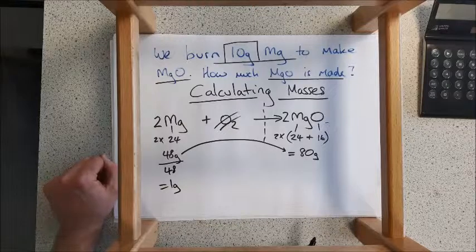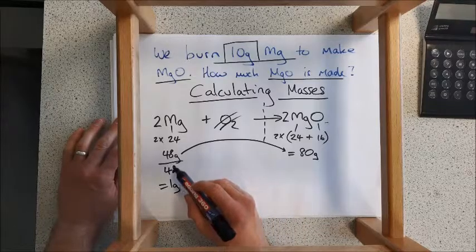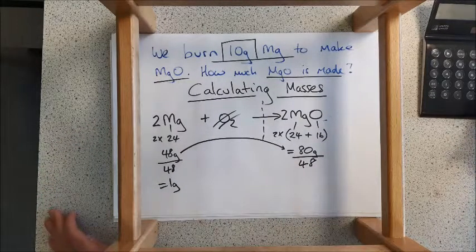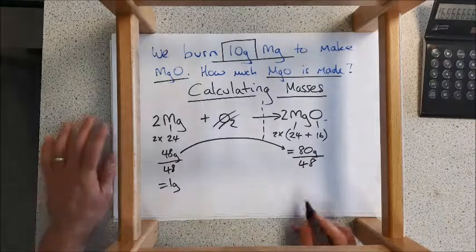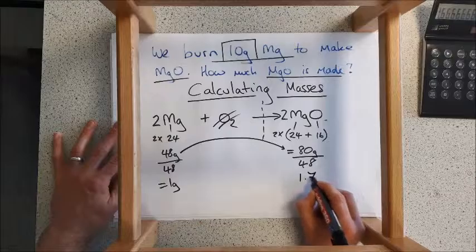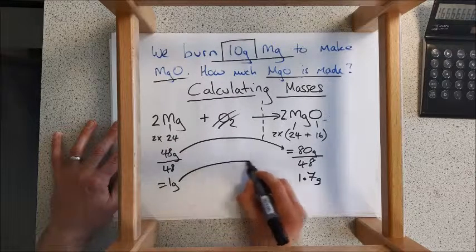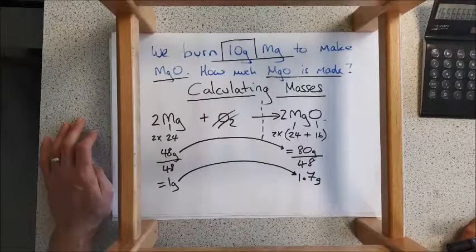Now, in maths, if you do it to one side of an equation, you've got to do it to the other, and it's just the same here. So if I'm going to divide that by 48, I've got to do the same over here as well. So now I'm going to do 80 divided by 48, which is 1.6 recurring, so I'm just going to call it 1.7 grams. So now we know that 1 gram of magnesium will burn in oxygen to make 1.7 grams of magnesium oxide.